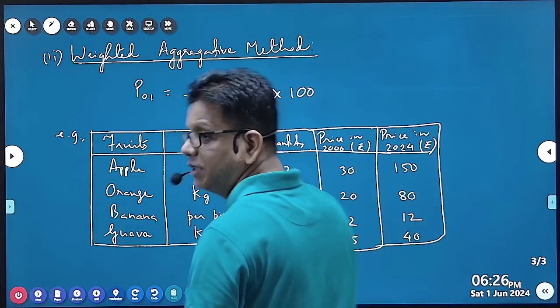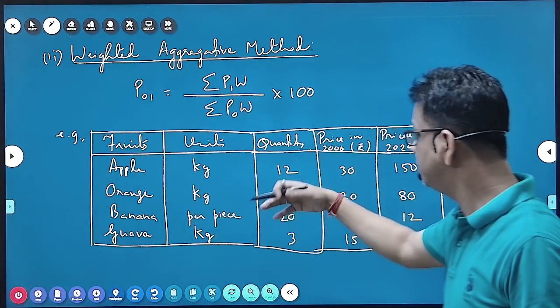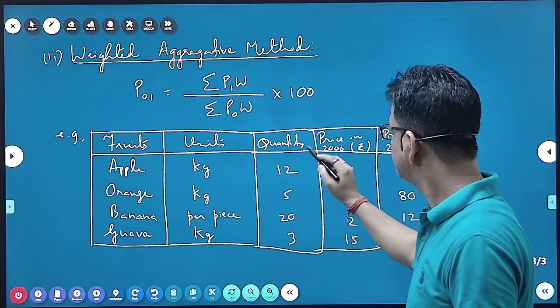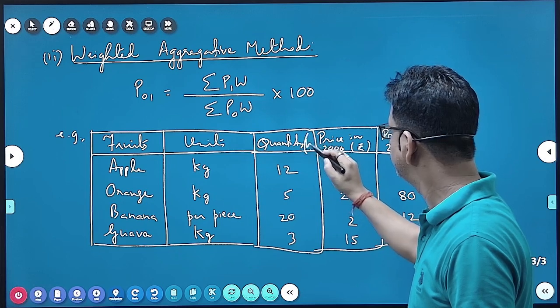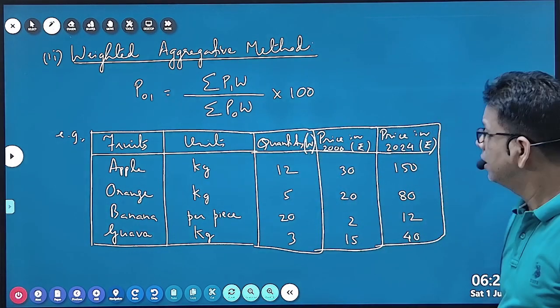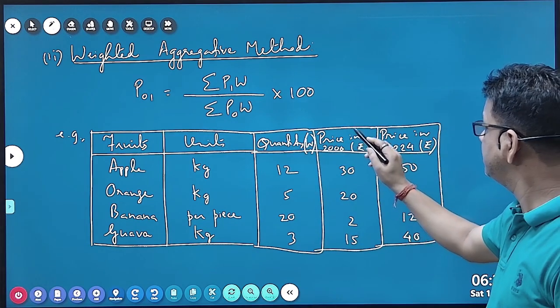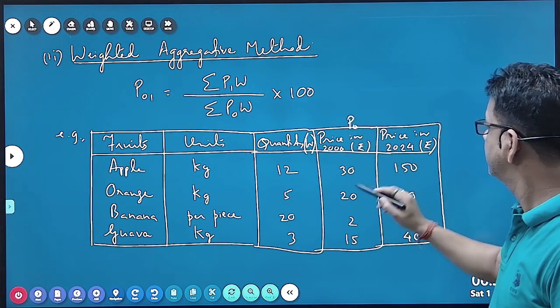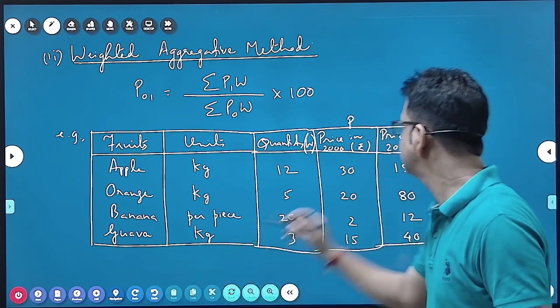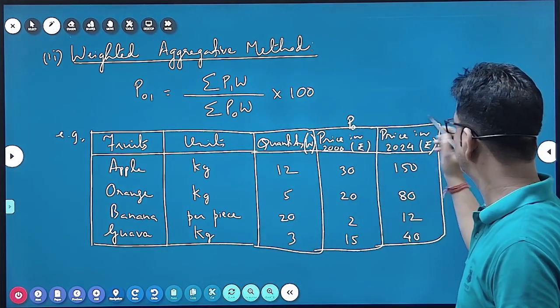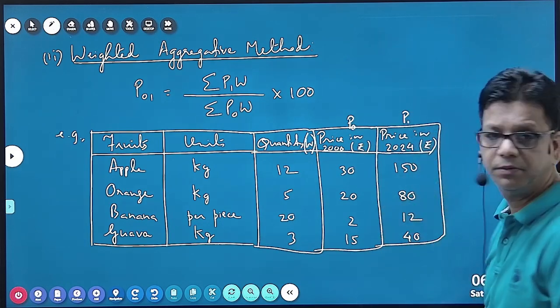So these units have no direct impact. Units are okay. Units can be different as well. So quantity is W. Then price in 2000, the initial price, this is your P0, and price in 2024, current price P1.